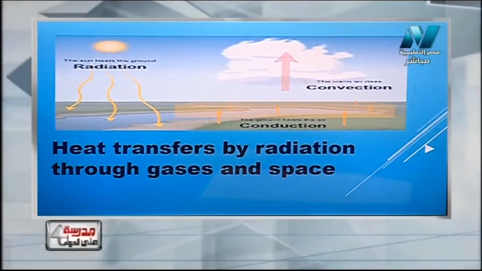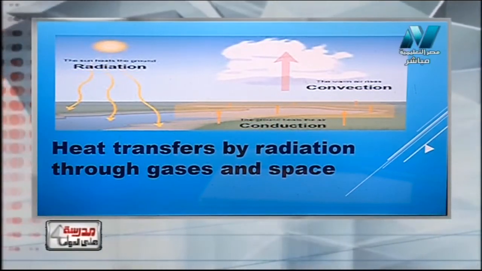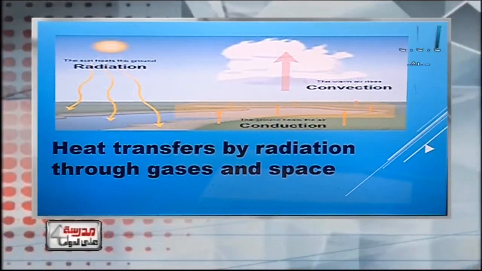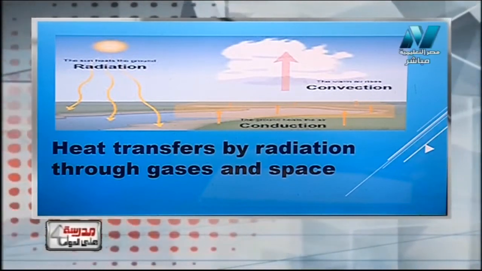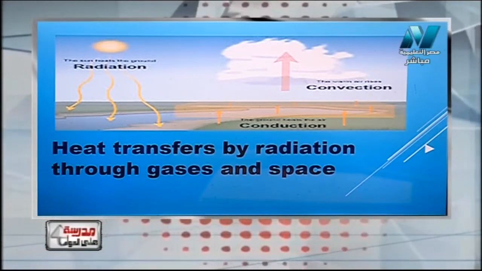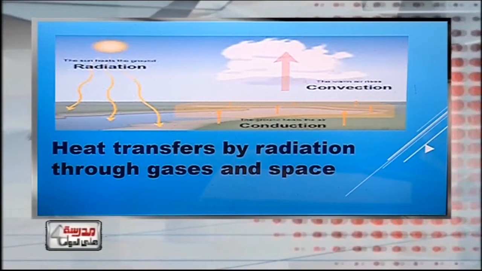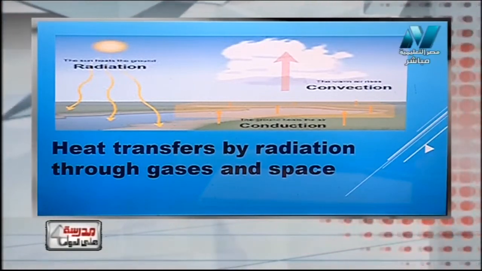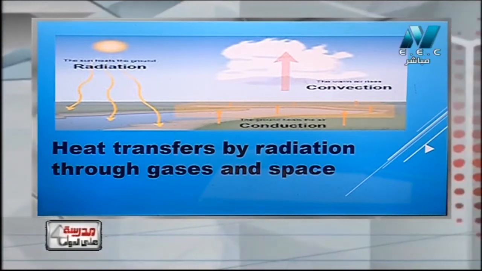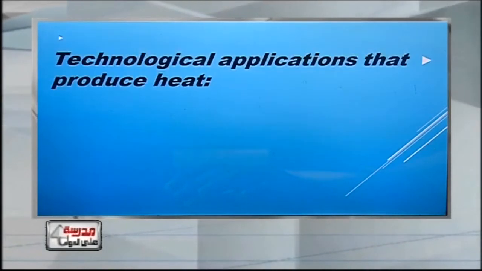As you see, my dear student, heat transfers from the sun to the earth. There is no medium between the sun and the upper part of the atmospheric air. Nothing, but there is space, just space. But heat comes to earth and makes us warm. How can heat transfer from the sun to us? By radiation, only by radiation. So heat transfers by radiation through gases and space.